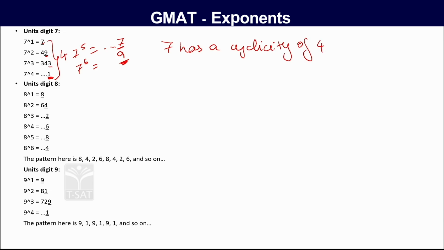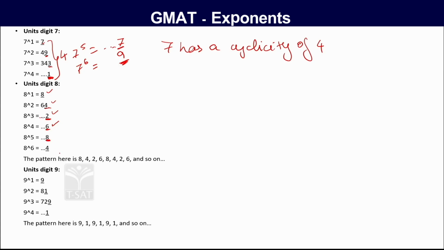Units digit when it's 8, let's look at what happens. 8 to the power of 1 is 8, 8 square is 64, 8 cube is, you don't need to calculate the whole 8 cube, just 8 into 4 will give you the answer as 32 with 2 at the units digit. And 8 to the power of 4 is, again you will get 8 into 2, that is 16, with 6 in the units place. And 8 to the power of 5, 8 into 6 is 48 with 8 at the units digit, so you will get 8.